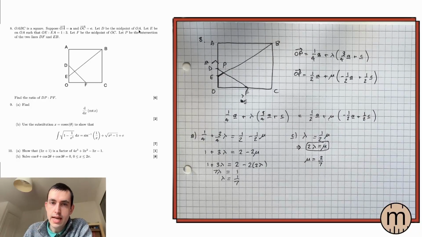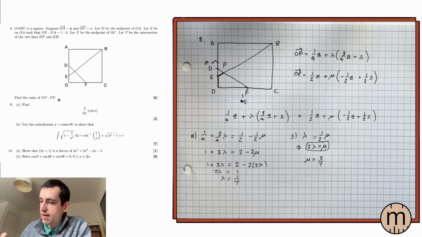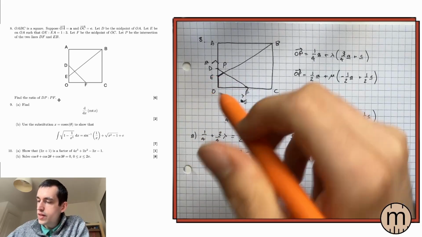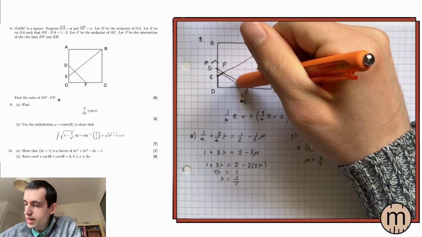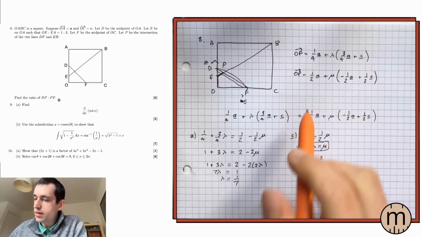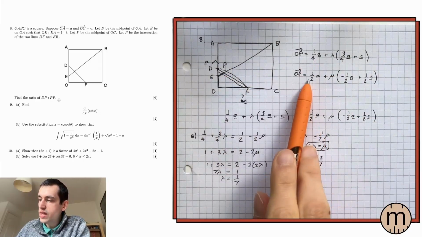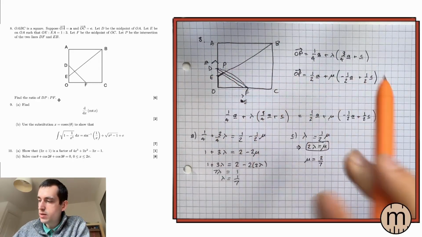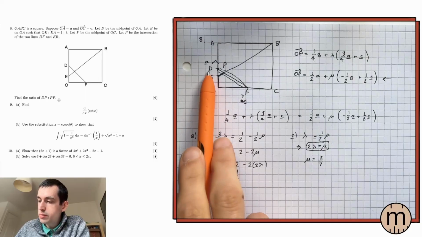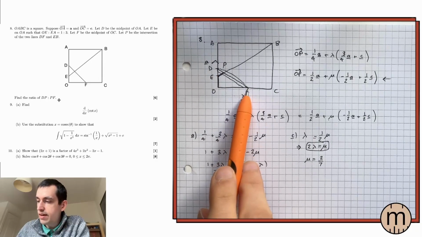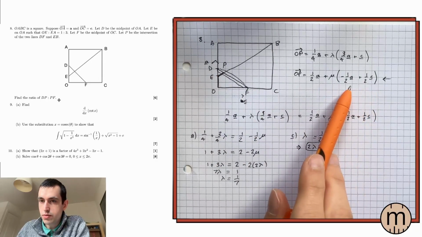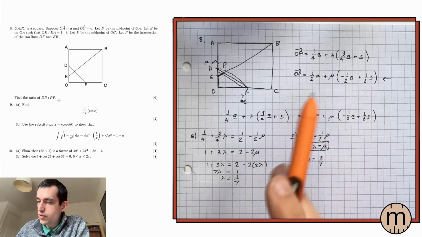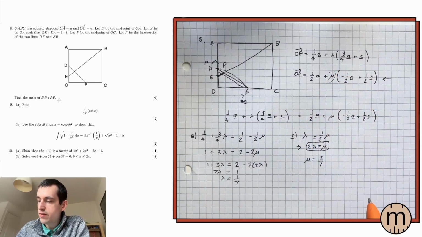But we're not quite done there. What we're actually looking for, the ratio DP to PF. For this type of question, you have to remember what that line actually is in terms of your working. So in which of these did we use that line? It was this one here, because we went up to D and then down to F. And that's what this vector represented. So that means that mu is the key value.